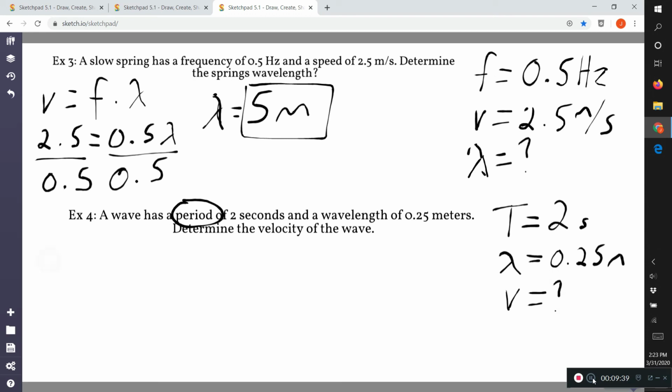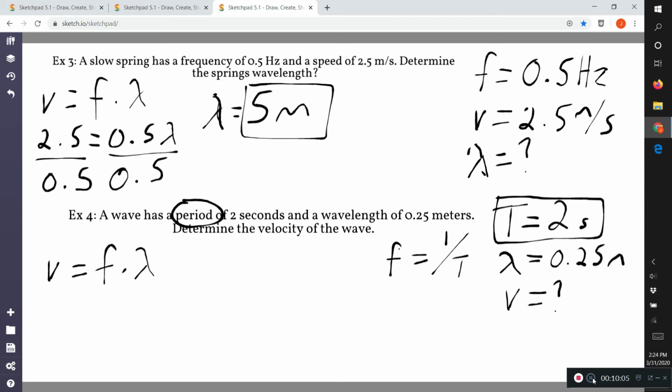So our velocity formula asks us to have frequency and wavelength. We don't have frequency. We have wavelength though. So we've got to find a way to use the other information we're given, that T is 2 seconds, to find our frequency. So we turn to another equation. That equation is that frequency is 1 over the period. So in this case, frequency is 1 over 2 seconds. We could leave that as a fraction, or we're going to call it 0.5 hertz.